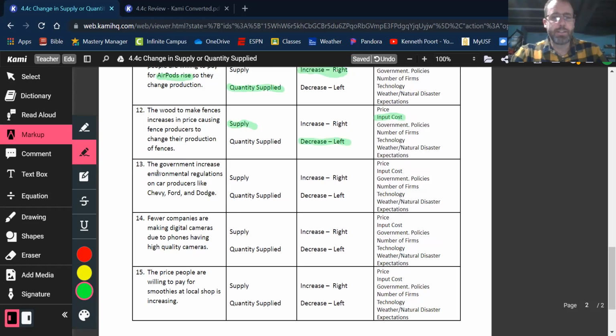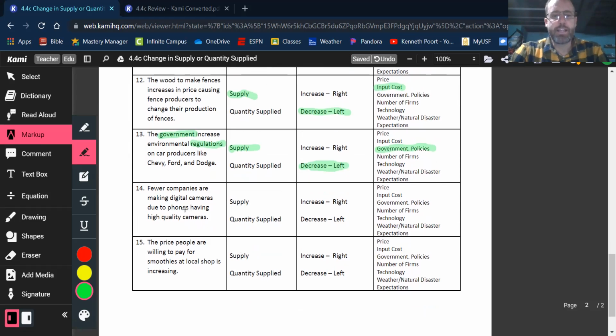Number 13, the government increases environmental regulations. So we see the word government, we see the term regulations on car producers like Chevy, Ford, and Dodge. So we know our answer is government policies. We know it's a change in supply. Now we just have to determine, is that going to increase or decrease supply? If the government's increasing regulations, that usually increases costs. So my supply is going to go down. Again, you're thinking from that business owner's perspective. I know this sounds very repetitive, but if it costs me more to produce, my supply is going to go down because it's eating into my profits.